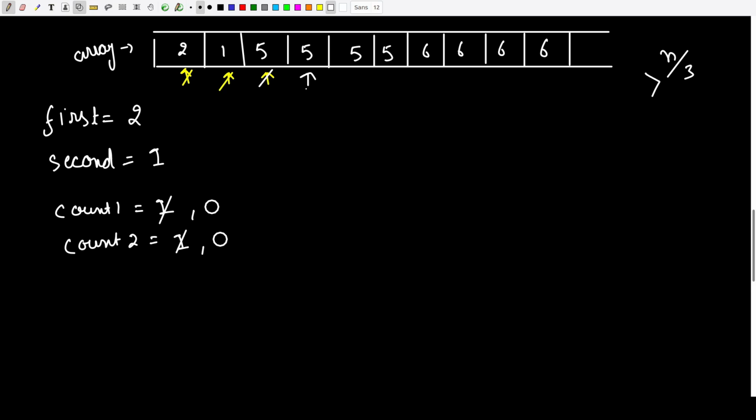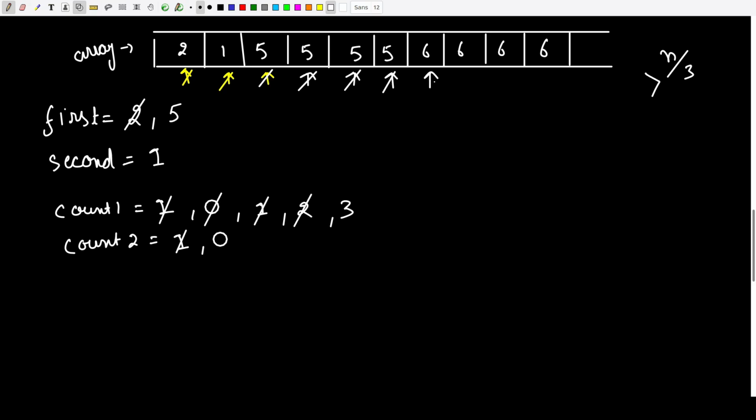So the next element is 5, and since count 1 is equal to 0, we are going to set first as 5 and update our count to 1. Again, the next element is 5. Since this 5 is equal to the first element, we increase the value of count by 1. Then let's move to the next element. Again the next element is 5, so again this element is equal to the first element, and we increase count 1 by 1, and then count 1 becomes equal to 3.